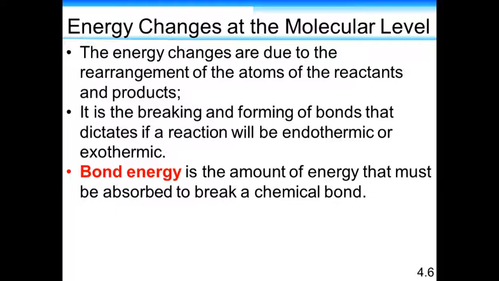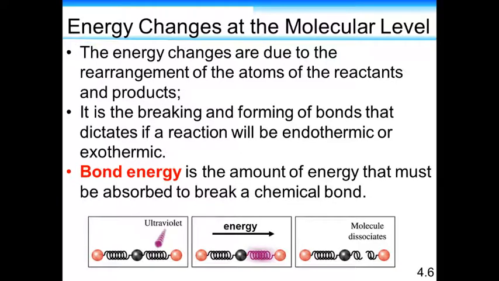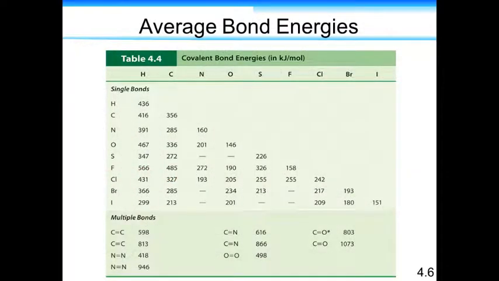Why is this important? Well, we know already about breaking bonds. They require a certain amount of energy. But what we can do is create averages of bond energy between atoms. And the way this table is read is, between two hydrogen atoms, if there is a bond, it requires 436 kilojoules per mole of energy.